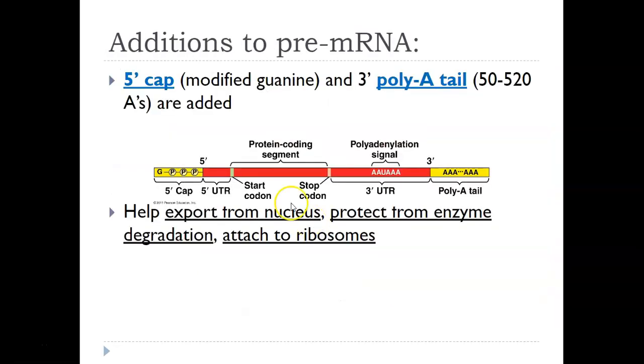So things that eukaryotes like to do. We add a 5' cap, a modified guanine at the 5' end, and we also add a poly A tail at the 3' end. These things can help the RNA molecule get out of the nucleus, and it protects it from any of the enzymes that might be floating around in the cytosol that are normally going to degrade RNA. It helps act as a barrier on both ends, and it also helps attach to the ribosomes. So it just helps with efficiency and protection.